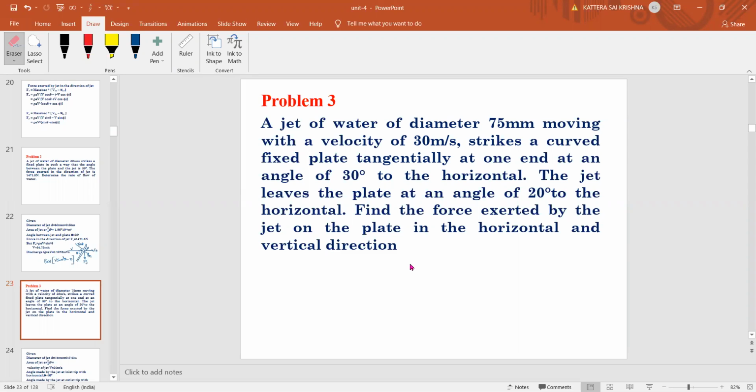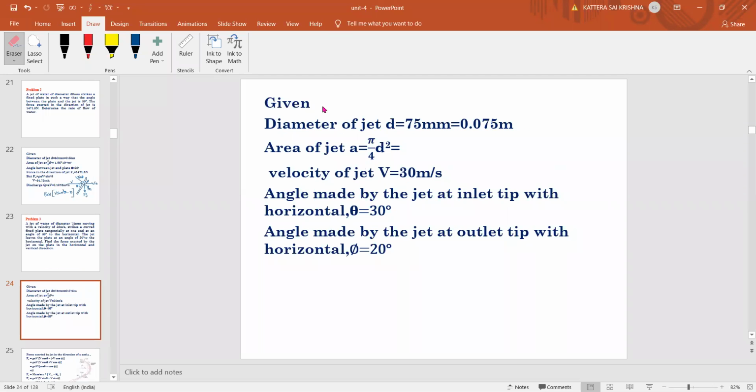Then velocity is given. So v equal to 30 meters per second. Then angle at the inlet, theta equal to 30 degrees. Angle at the outlet, phi equal to 20 degrees. Okay. So we need to calculate Fx and Fy. Can I go for the next slide? Okay. Right. So here is the given data.